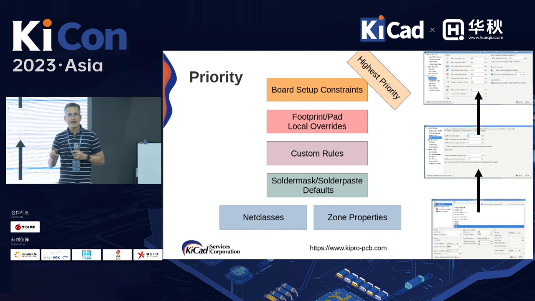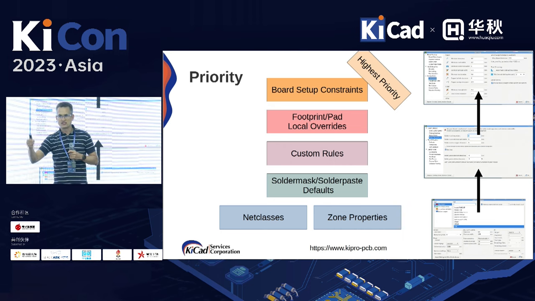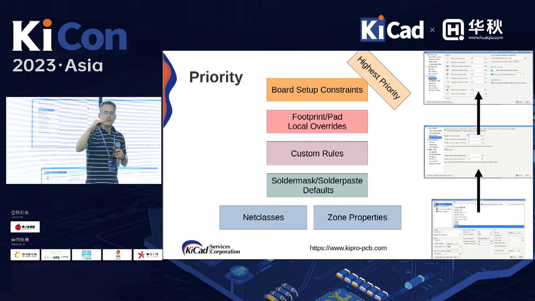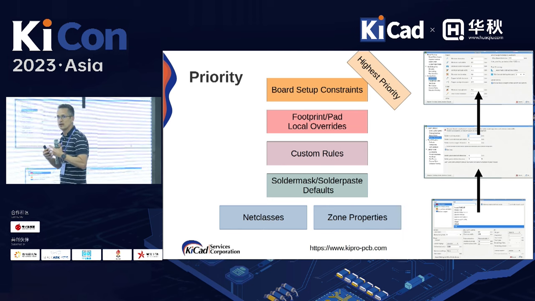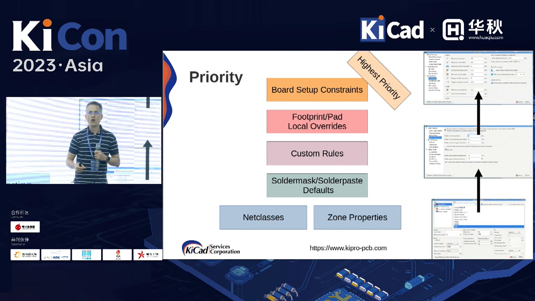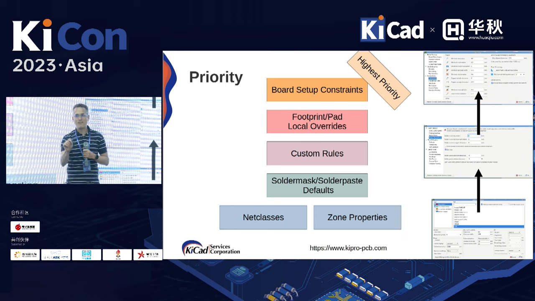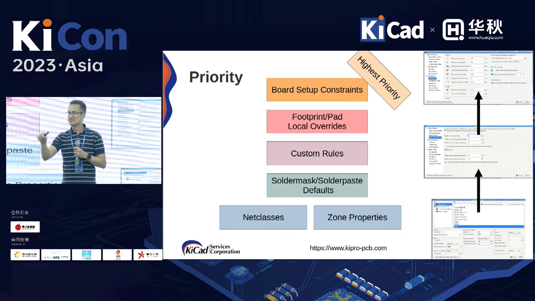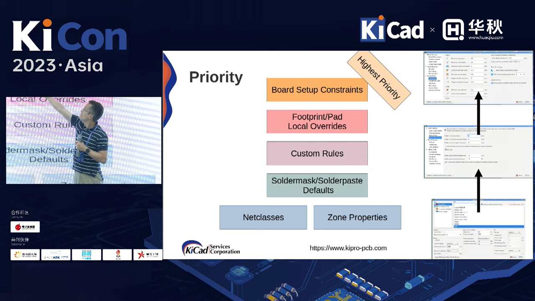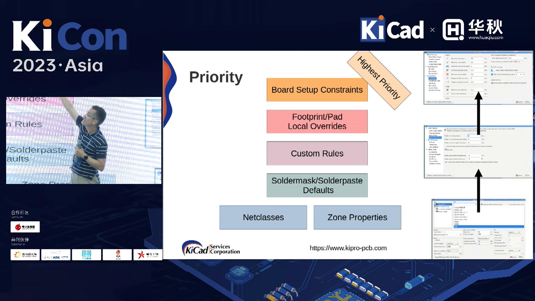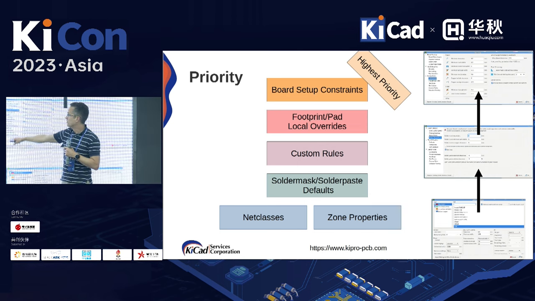Now, I showed you a couple of different ways where you can set different standards, different levels of importance in the rules. And all of these rules interact with each other somehow. It is important to know which ones override what. It's important to know what is the most important rule. The most important rule up here is the top one. This will override everything. Your board setup constraints override everything underneath that.